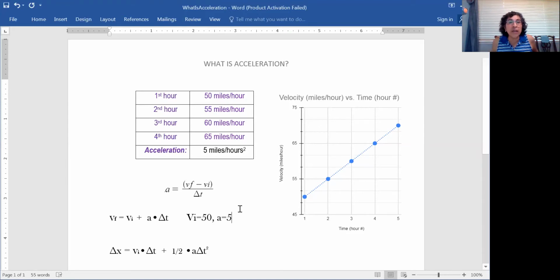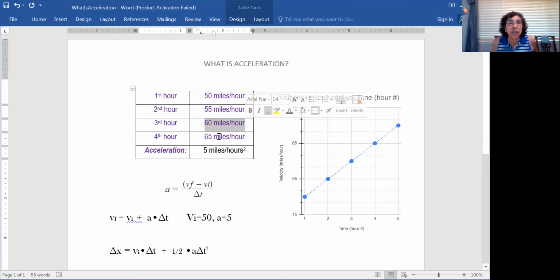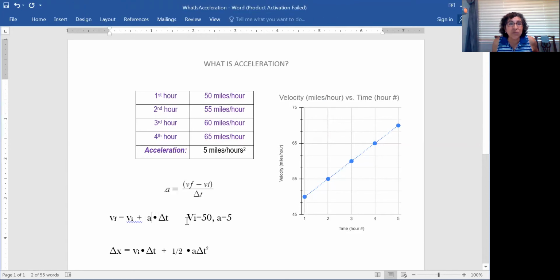So for 3 hours: 1 hour later, here's 2 hours later, here's 3 hours later. So I put 3, here's my delta t, 3 times 5 is 15, and I add it to 50. So 50 plus 15 is going to give me 65. Okay, so that's this equation right here.